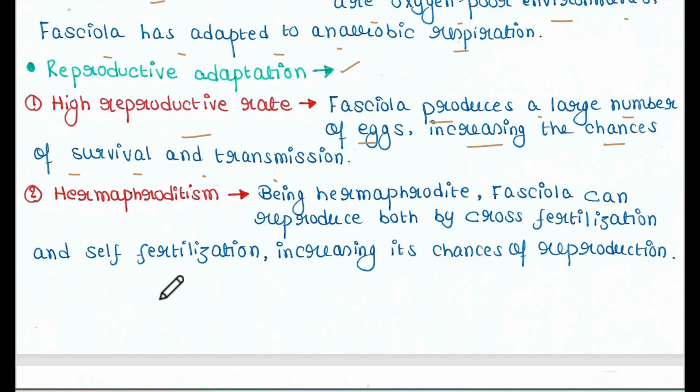Next is hermaphroditism. So, being hermaphrodite, Fasciola can reproduce both by cross-fertilization and self-fertilization, increasing its chances of reproduction. They are hermaphrodite, that means they are bisexual. So they undergo both cross and self-fertilization, which indeed increases the chance of fertilization.